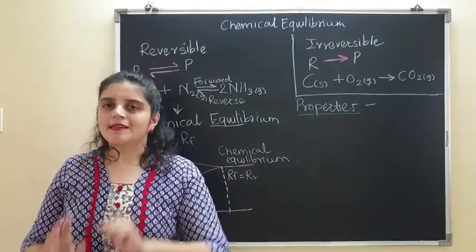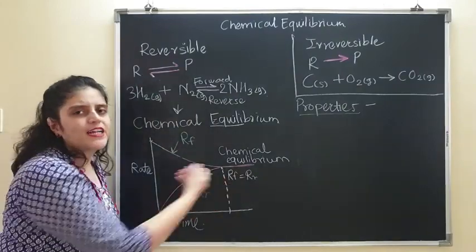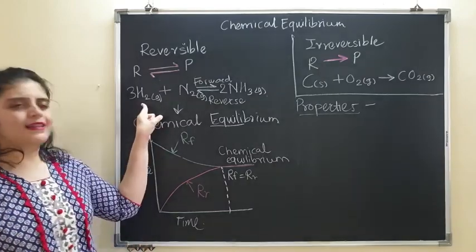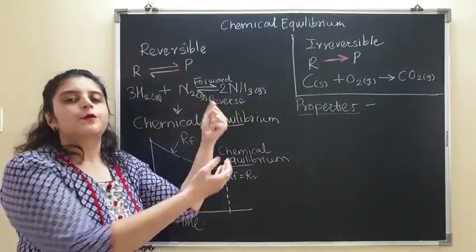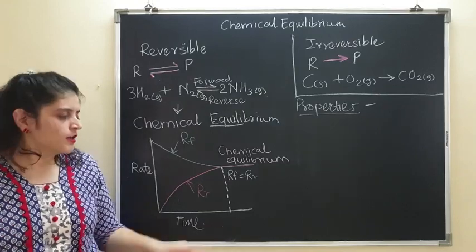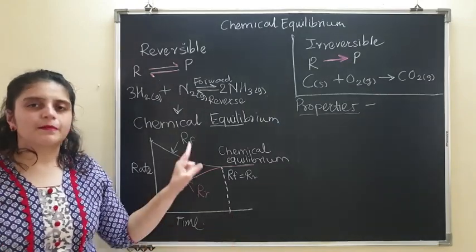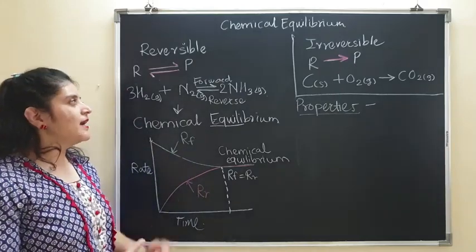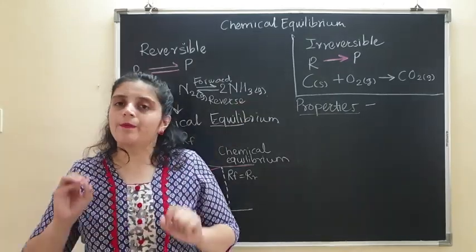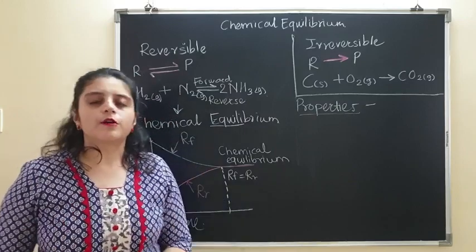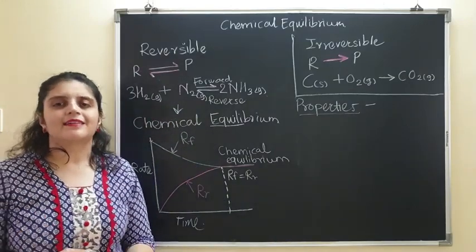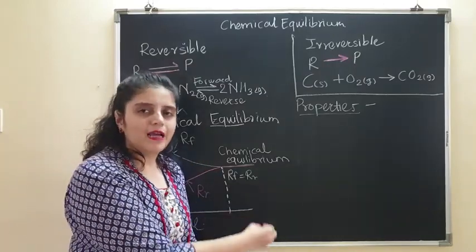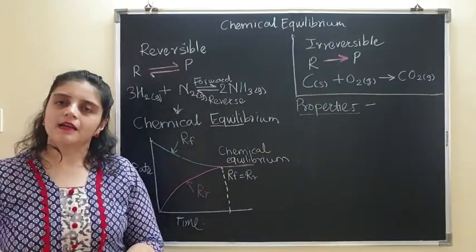Properties. Just imagine the rate of the forward reaction is equal to the rate of the reverse reaction. That means when reactants are giving products, products are also giving reactants back. So when the time comes that chemical equilibrium is established, at that time reactants and products both should be present. So both of them, R and P, reactants and products, will be present when the chemical equilibrium of the reaction is attained.